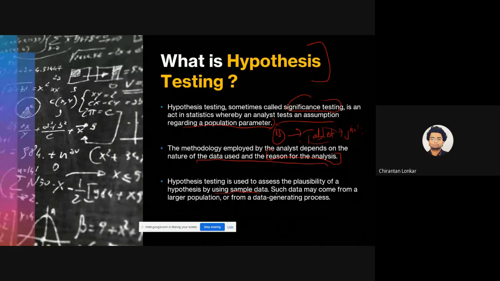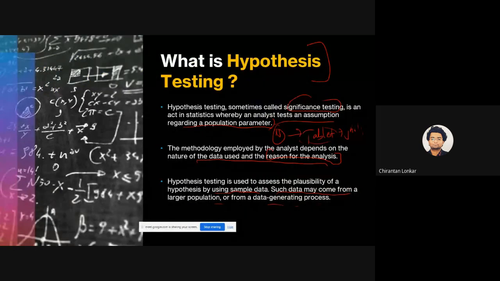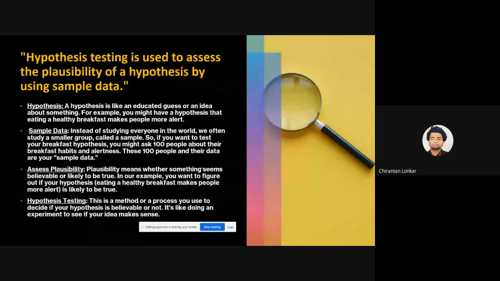What is plausibility of hypothesis? We'll see that. Such data may come from a larger population or generating data process. Okay. Now here there is a statement: hypothesis testing is used to assess the plausibility of hypothesis using sample data. Now what does this mean? This statement is heavy. Iska matlab kya hota?